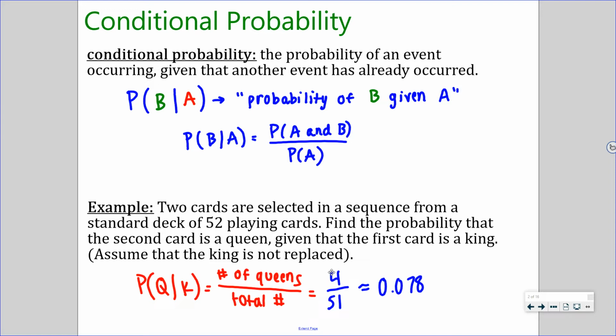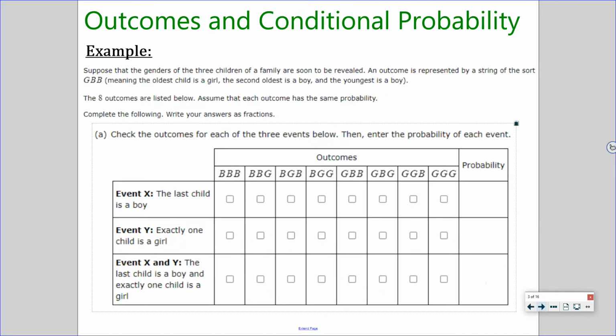All right, let's look at some more types of problems with conditional probability. This one gives you a nice visual of selecting some possible outcomes and tying it into the conditional probability. So here's our example. Suppose that the genders of the 3 children of a family are soon to be revealed. An outcome is represented by a string of the sort GBB, meaning the oldest child is a girl, and then boy, boy. So the 8 possible outcomes are listed in this table. Assume that each outcome has the same probability. Complete the following and write your answers as fractions.